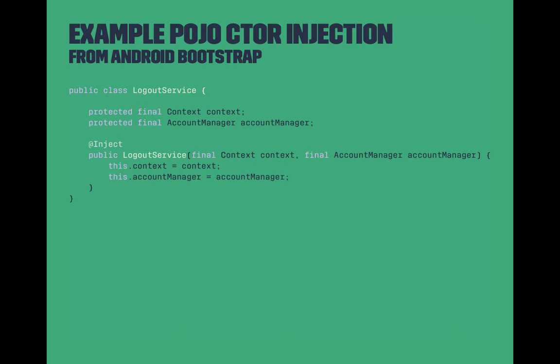Now, I can actually create bindings inside of Dagger to say, hey, when someone asks for the Android context, just go ahead and give them the application context. And when someone asks for the account manager, I want you to go ahead and use the context to build an account manager using the getService method off of a context. And then at runtime, I can just ask for these two things, and then I can go do whatever I need to go do with the context and the account managers and so forth.